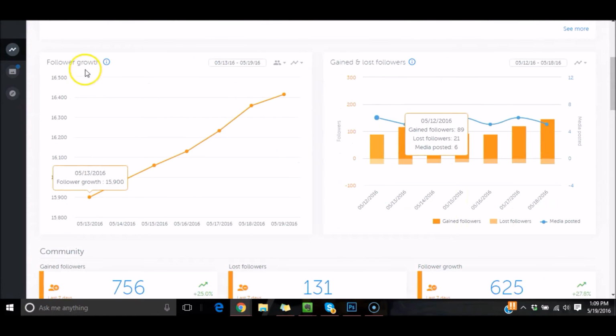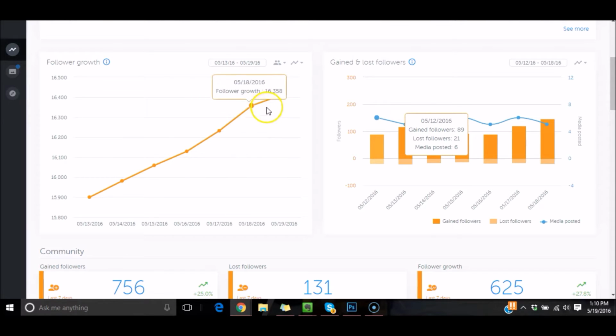You'll see our follower growth, which you always want to see that this is rising. All right. So here from May 13th to May 14th, we started off at 15,900. And by May 14th, we was at 15,981. All right. So that means that we got 81 followers in that day. And then if you go up to the 15th, we went from 15,981 up to 16,59.